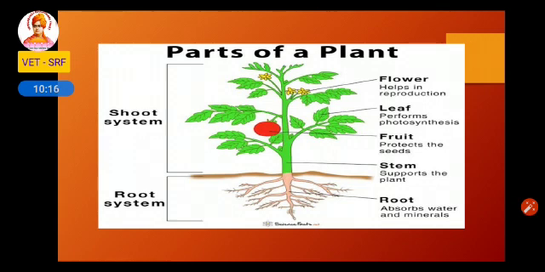So the plant is broadly divided into two parts: root system and shoot system. Root system is the region that is below the ground level and shoot system is above the ground level. The root system consists of roots and the shoot system consists of stem, flowers, fruit, and all the rest of the parts other than the root. So we have seen the different parts of the plant and the functions of each part.